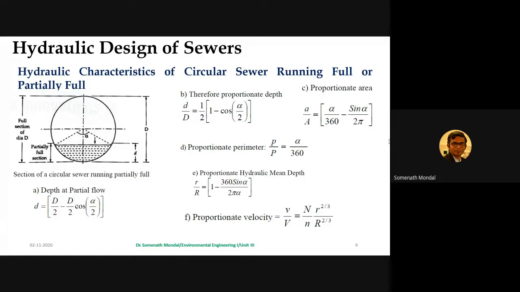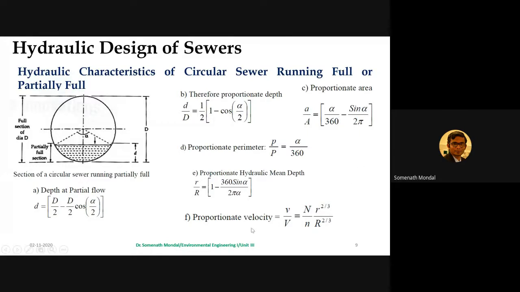Now, once you get that small d, you can get the proportionate depth. So proportionate depth is small d by capital D. Our small d is shown over here. That is for partially full conditions, and this d by D proportionate depth will be equal to 1 by 2 within whole bracket 1 minus cos alpha by 2. You see how we are actually calculating things. Now the next part is area of cross section while running partially full. So you need to calculate the area of the partially full section. Fine. So that has been shaded with a dotted line.